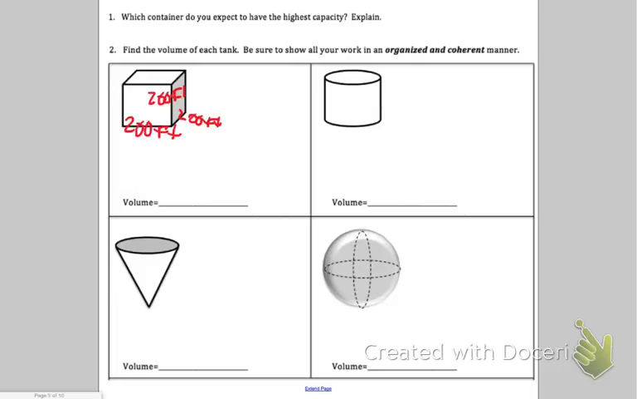The formula for the volume of a rectangular or cubic prism is length times width times height. In this case, since the length, the width, and the height are all the same, we're really doing 200 to the third power, 200 cubed. So the volume of this cubic container is going to be 8 million feet cubed. That means if we take 8 million 1 foot by 1 foot by 1 foot cubes, that would fill up this entire container.